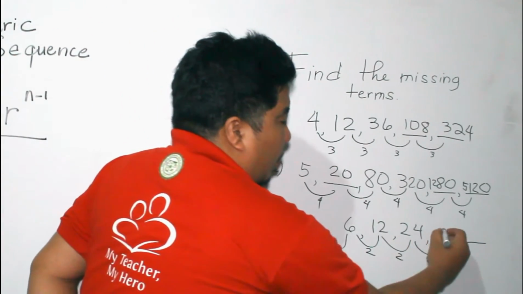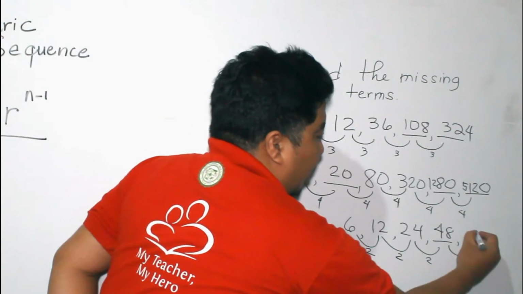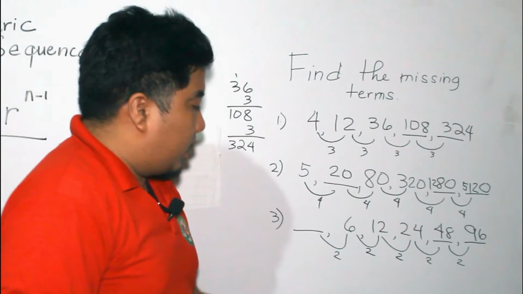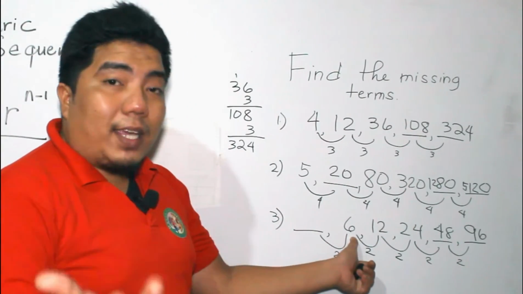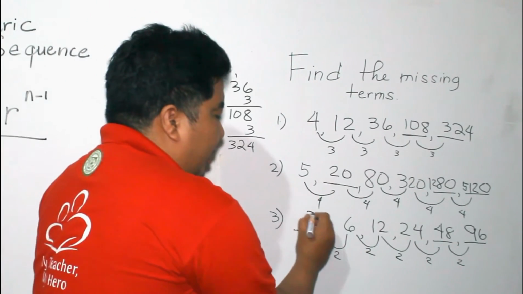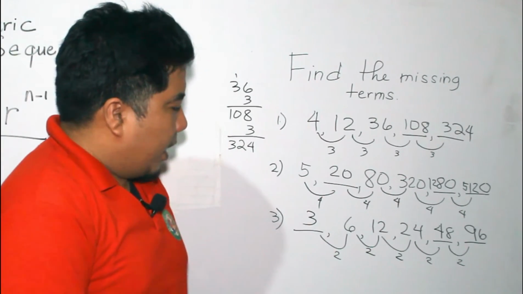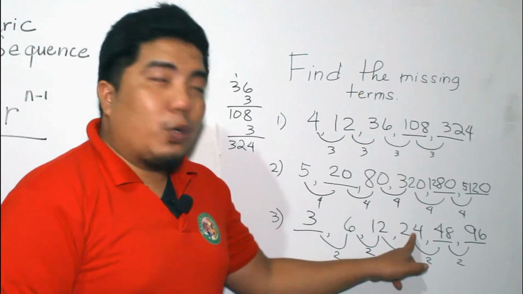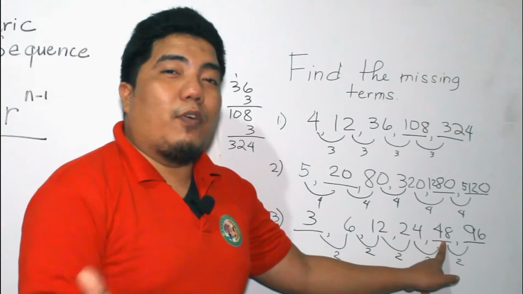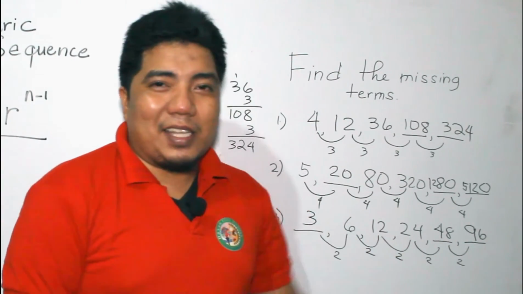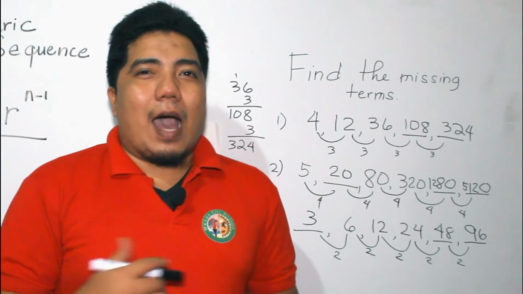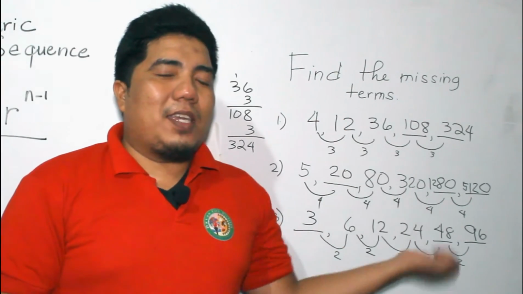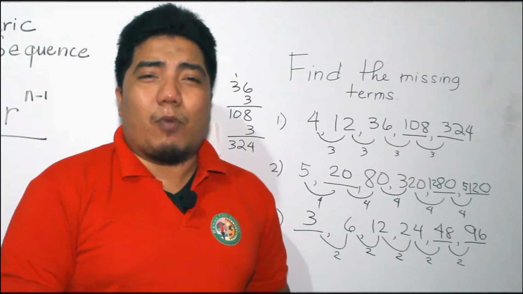So, 24 times 2, that is 48. 48 times 2, that is 96. Now, since we are going backwards, this is 12 divided by 2, that is 6. 6 divided by 2, and that is 3. Now, let us check. 3 times 2, 6. 6 times 2, 12. 12 times 2, 24. 24 times 2, 48. 48 times 2, 96. So we just answered how to get the common ratio and how to get the missing terms of a given geometric sequence. Now let's have more examples.